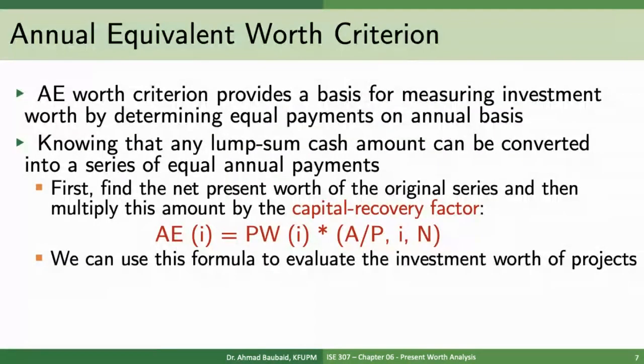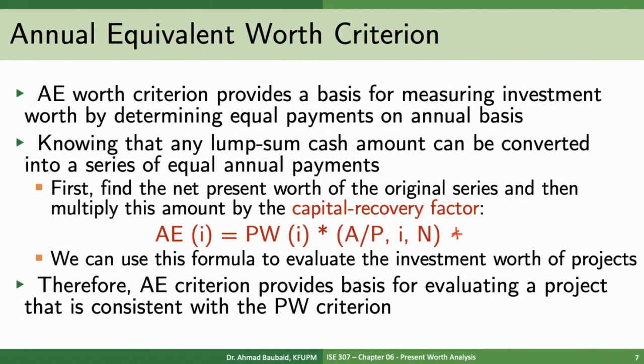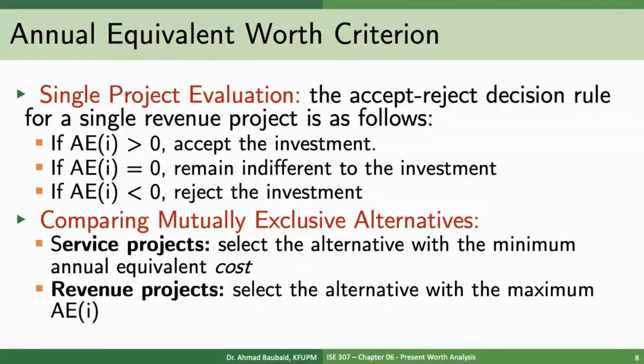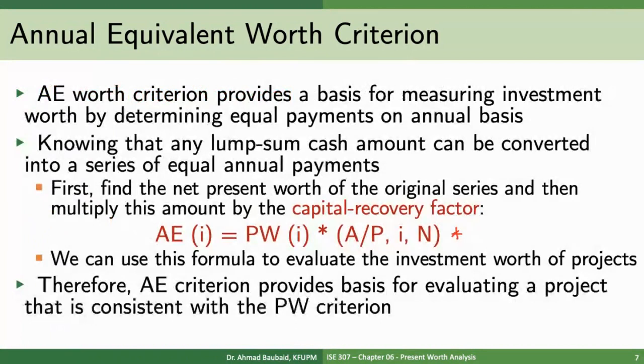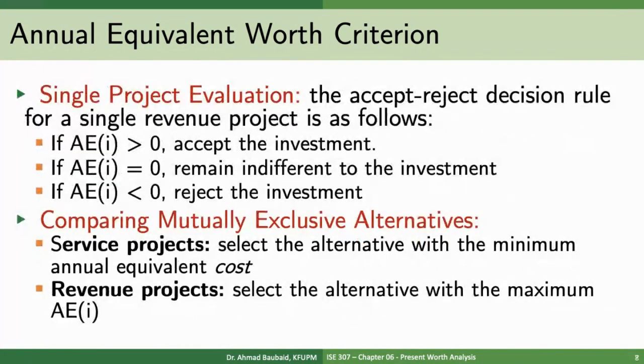What else did we cover? Yeah, so this is what I just said. And we said this is a consistent criterion with the net present worth criterion. In order to evaluate single projects, it's very similar to the net present worth criterion, because it follows from the formula if you think about it. If this is positive, this has to be positive in order for me to accept. And so that's what you see here. If the AE is positive, you accept. If it's 0, you are indifferent. If it's negative, you reject.